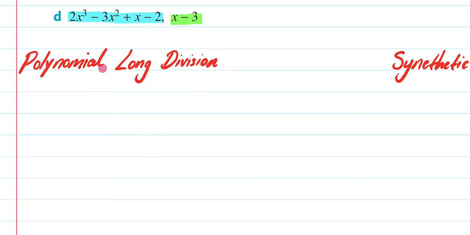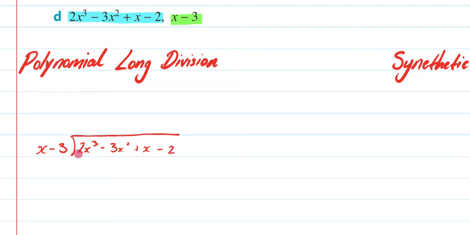So the first thing that we're going to do is write out what we've been given. So our divisor is x minus 3. That's an ugly 3. x minus 3, and we are dividing 2x cubed minus 3x squared plus x minus 2. Okay, so let's begin now.